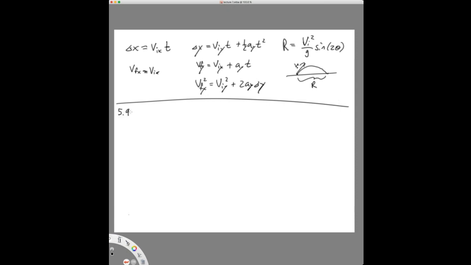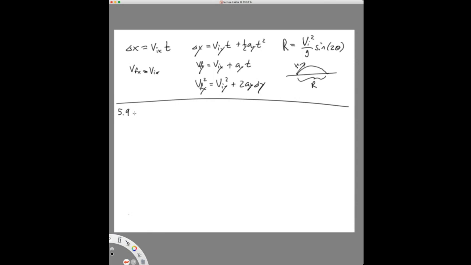5.9. Now, a few people have emailed me through the first couple of chapters having trouble finding problems. So problem 5.9 is not the same as 5.90. That is, we don't find 5.9 after 5.89. We find 5.9 after 5.8. So that's on problem 77.